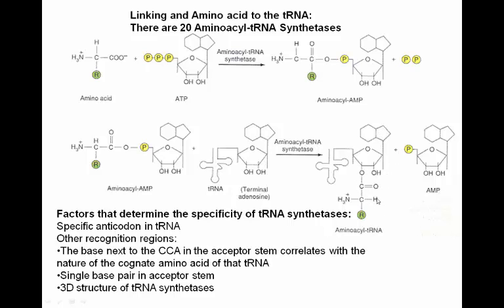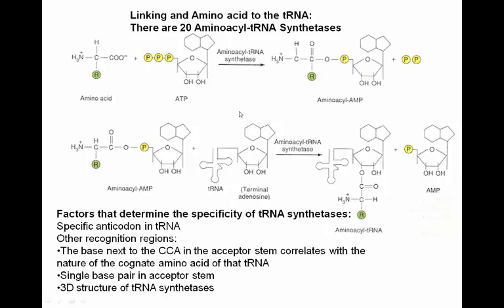Factors that determine the specificity of tRNA synthetases: a specific anticodon in the tRNA, that's true in some tRNAs, it's not true in others. Other recognition regions, the base next to the CCA in the acceptor stem. A single base pair in the acceptor stem, that was the G and the C that I showed you earlier. And the 3D structure of the tRNA synthetases.